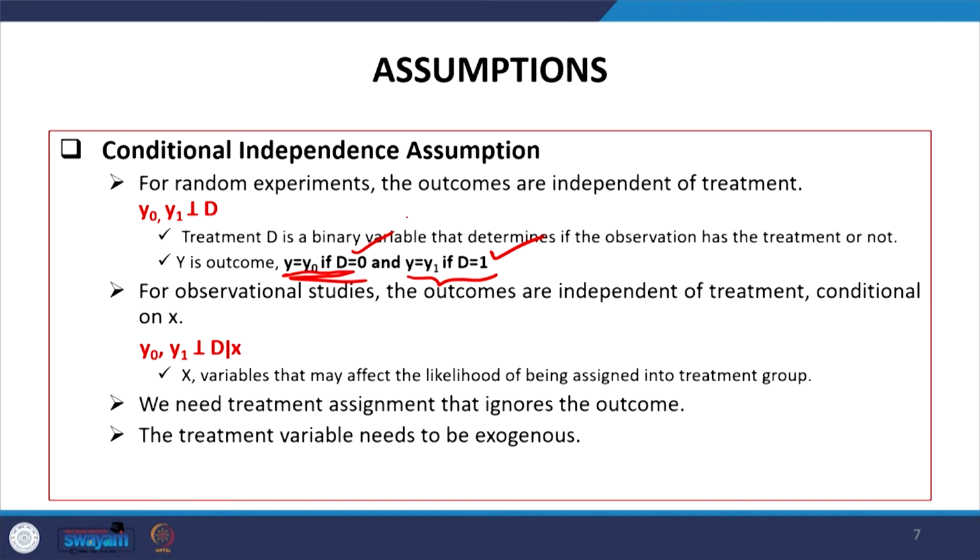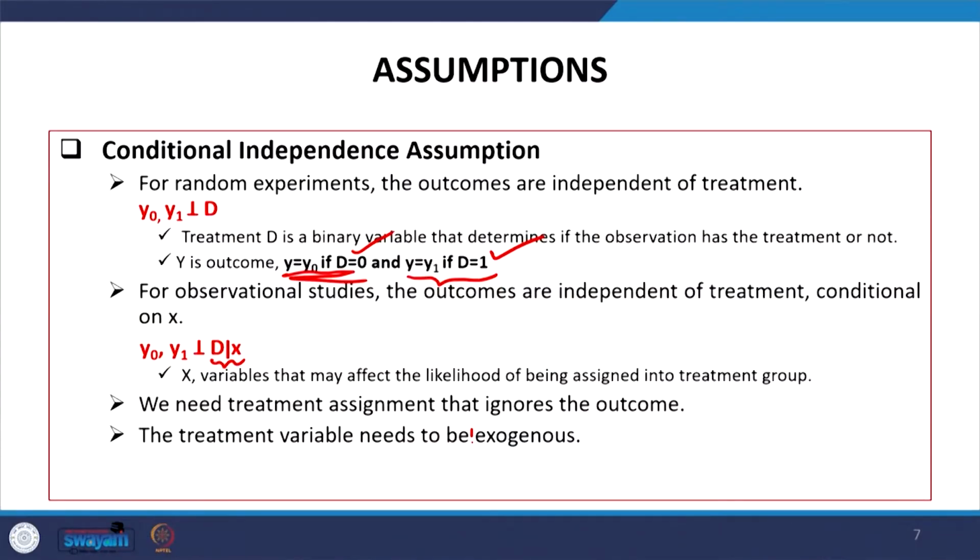In the case of observational studies, we are conditioning with the control variables. Those treatments are subject to the control variables, but those are independent also of the way treatments were assigned. We need treatment assignment that ignores the outcome. This is what is to be emphasized as the bottom line. The treatment variable needs to be exogenous. This is very essential. It has to be exogenous.